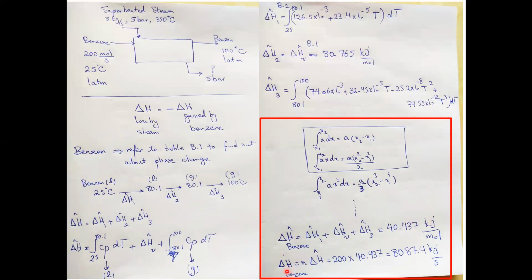Because we need to calculate the energy, we need the energy in terms of rate. We have to multiply mole rate by a specific enthalpy. So I just multiply this 200 mole per second by kilojoule per mole of a specific enthalpy. So that is kilojoule per second. That is the amount of the heat Benson gains, right? Benson gains from steam.